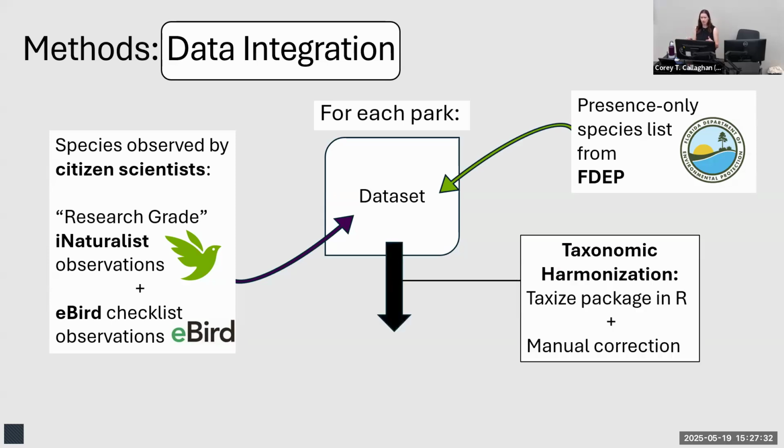Then I did some taxonomic harmonization because I wanted to be able to directly compare the species from either citizen science or FDEP. In the FDEP list, some taxonomy was kind of out of date because they've been making these lists for a long time. I didn't want to be double counting species or leaving anything out. So I did this with a package in R called taxize, and then some really fun manual correction. Then I had my final data set with the species documented by citizen science and the species documented by FDEP in all 39 state parks.